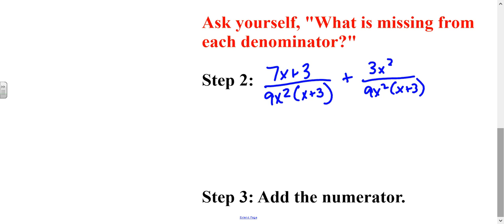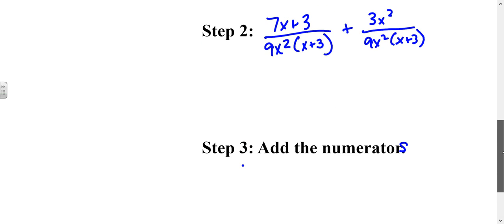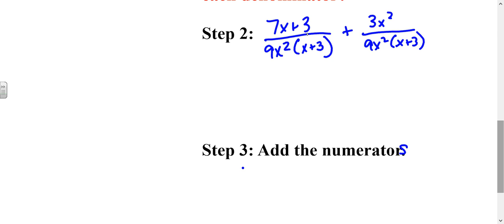So now all I have to do is just add the numerators to get the answer. So if I take 7x plus 3, plus 3x squared, I can't combine any like terms. So the 3x squared would just come first, and then I'd have plus 7x plus 3, and then over 9x squared times x plus 3.